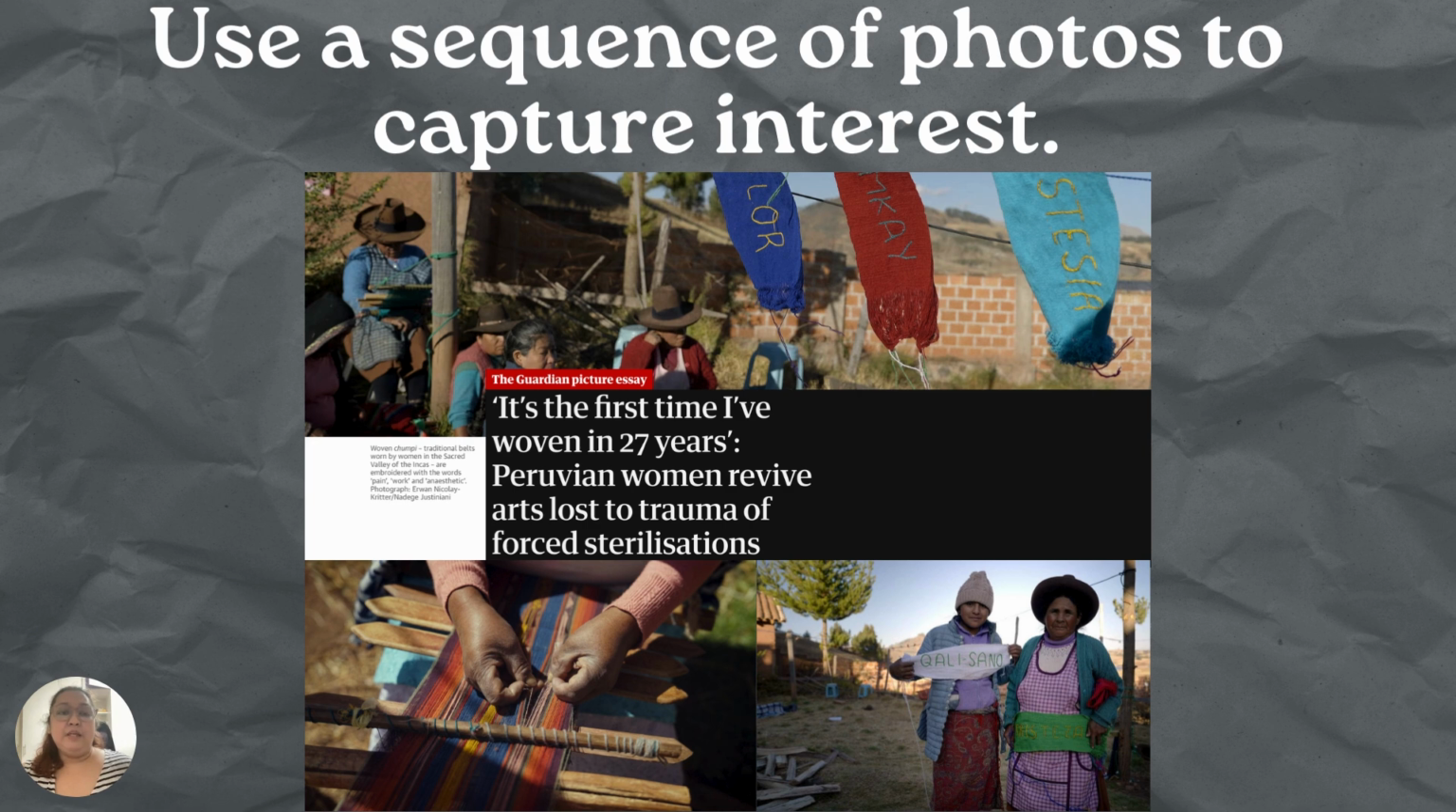The next key point is the use of sequence photos to capture interest. Sequences can enhance interest and storytelling. But in photo sequences, we need to make sure that the differences are distinguishable and that these are of different timelines. This is particularly effective in showing progress in development projects.